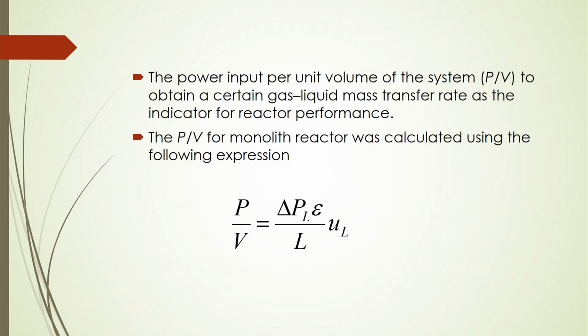Also, how the energy is distributed, and how to calculate the energy or power input per unit volume of the system to determine the mixing characteristics and also the mass transfer characteristics. That power can be calculated based on this equation. Once you know the energy distribution, you can calculate the efficiency of the reactor.